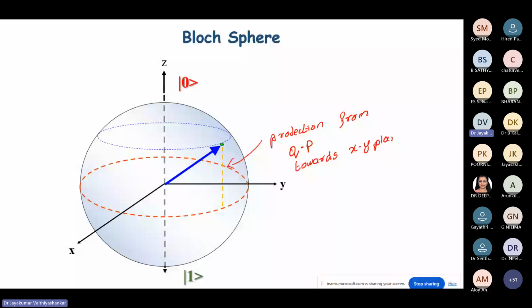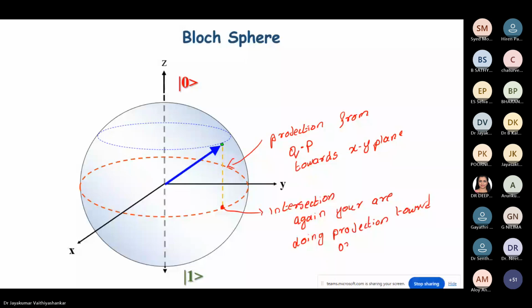This will have some intersection. From this point, again you are doing a projection towards the origin. So this will form a right angle triangle. Once you have a right angle triangle, you can apply trigonometry.